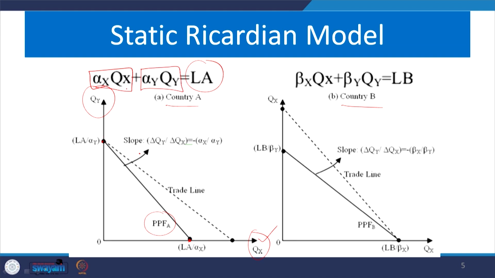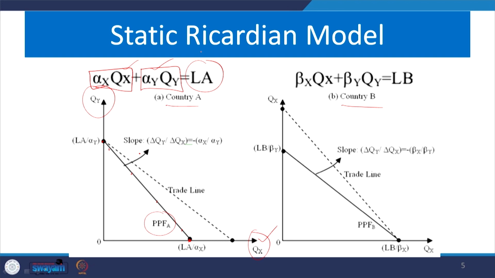If we add it, we will get other combinations within the boundary, and of course those are not the corner points, because we get other combinations mixed with both of the products, that is x and y. So that will be equal to alpha x times qx plus alpha y times qy, which is equal to the total resources availability in country A, the labor availability in country A.